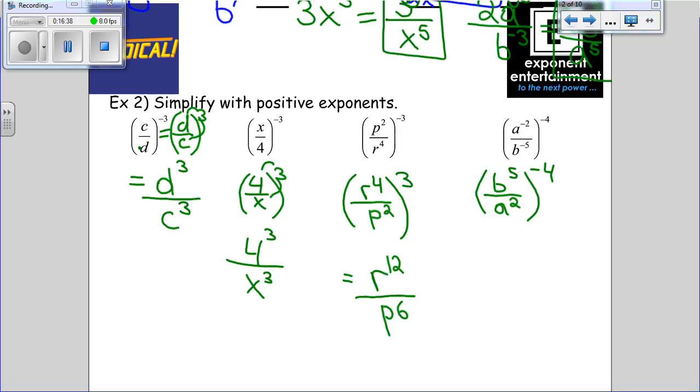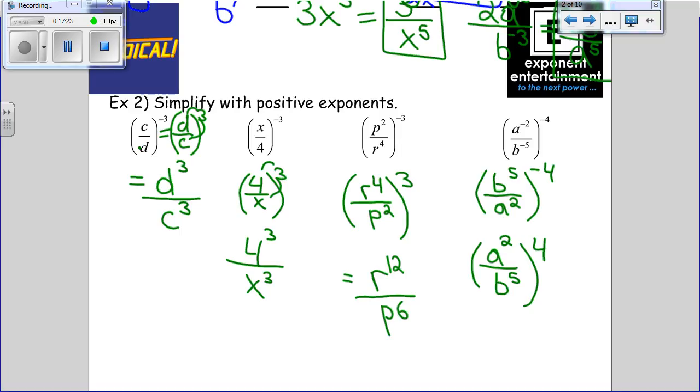Now I can deal with the outside negative exponent. And what's that thing going to do to me? It's going to flip it all again, right? So now it's going to be a squared divided by b to the power of 5, to the power of 4. Now the outside negative exponent is also gone. So just reviewing what we did there: I changed the a squared to the bottom to get rid of that negative exponent. And I moved the b to the negative 5 to the top to get rid of that negative exponent. Then I had to flip everything again because I had a negative exponent on the outside of the brackets.